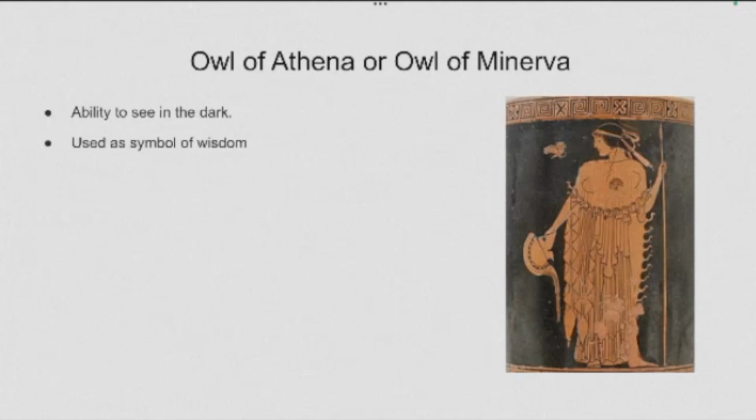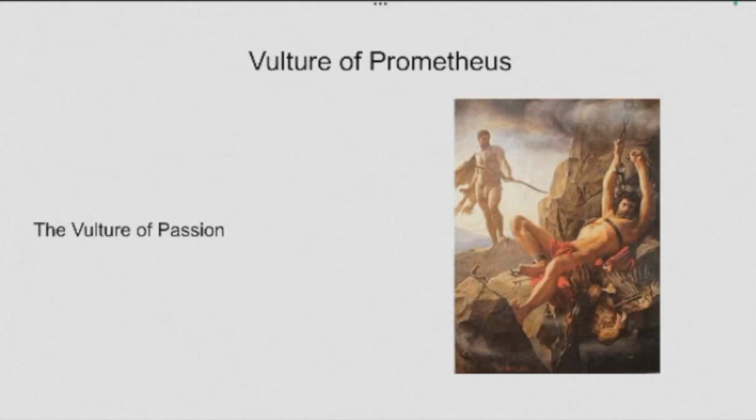Yet another symbol used in the mythologies. This is again a very well known symbol, the vulture of Prometheus. In the bottom right corner we can see the vulture pecking at the regenerated and ever-growing liver of Prometheus. It is called the vulture of passion. Mythology says that Prometheus was chained to a rock or a pillar, and Zeus sent a vulture to eat his immortal liver.